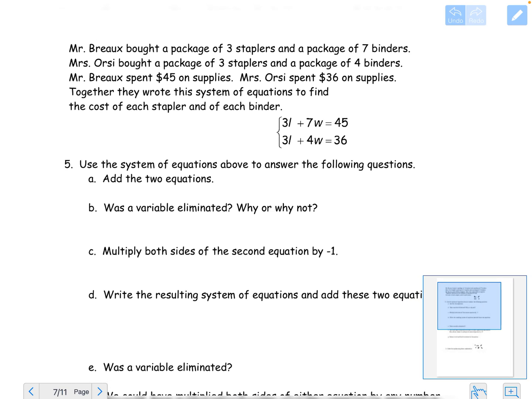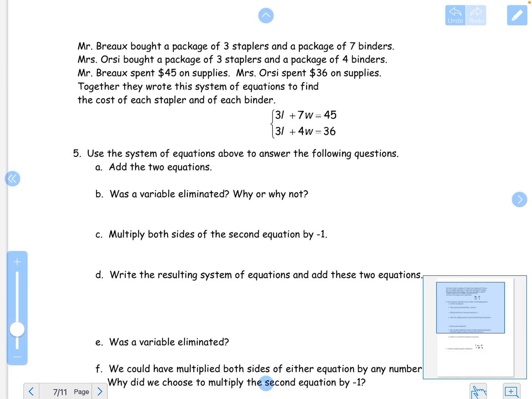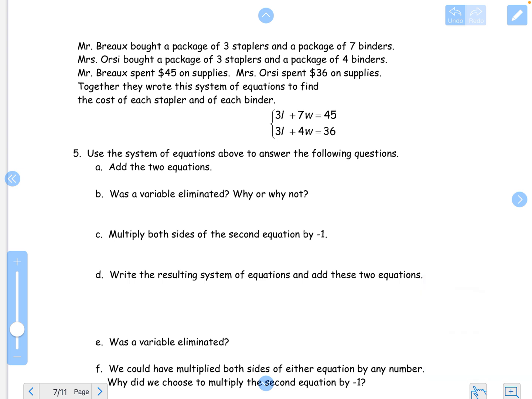So if we look at this, Mr. Bro bought a package of 3 staplers and a package of 7 binders. Miss Orsi bought a package of 3 staplers and a package of 4 binders. Mr. Bro spent 45, Miss Orsi spent 36. And so here's an equation that represents it. If we added these two equations, we didn't make anything eliminate, did we? Because there were no opposites.